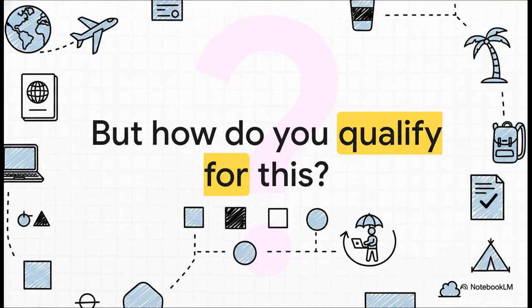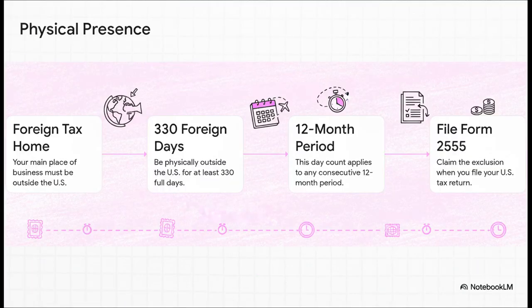But of course, you knew there had to be a catch, right? This is the IRS we're talking about. You can't just tick a box and get a free pass. You have to prove that you are genuinely living and working abroad. And to do that, you have to pass one of two tests. For the constantly moving digital nomad, one of these tests is practically tailor-made for you. And that's the physical presence test.